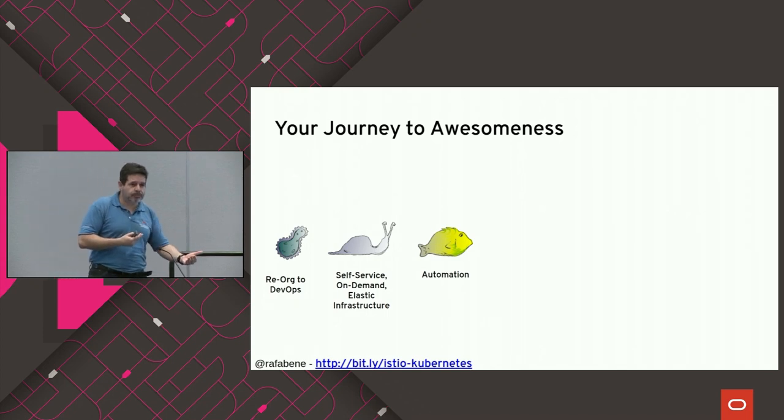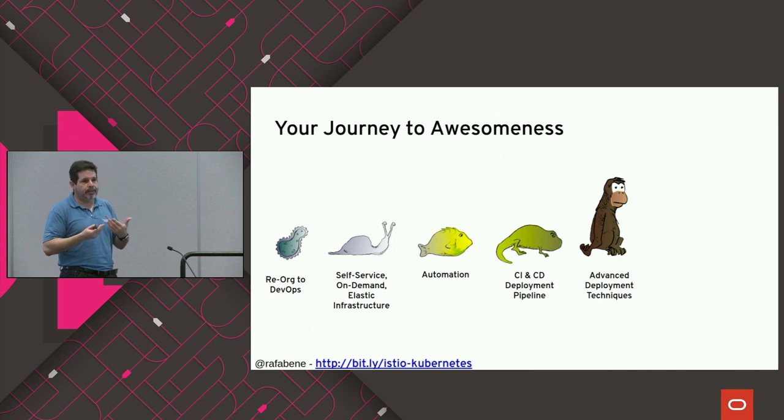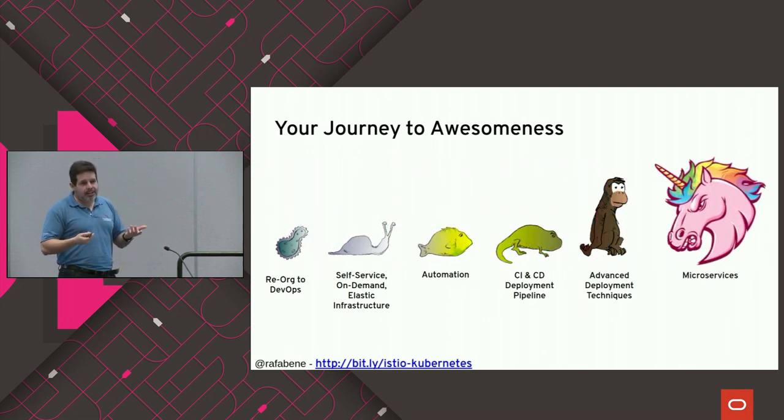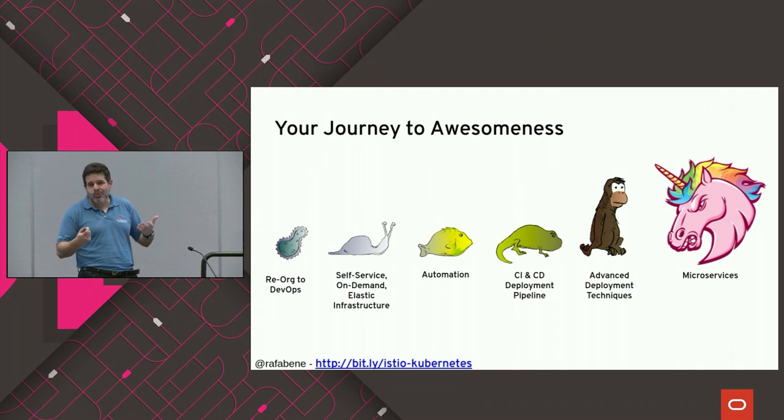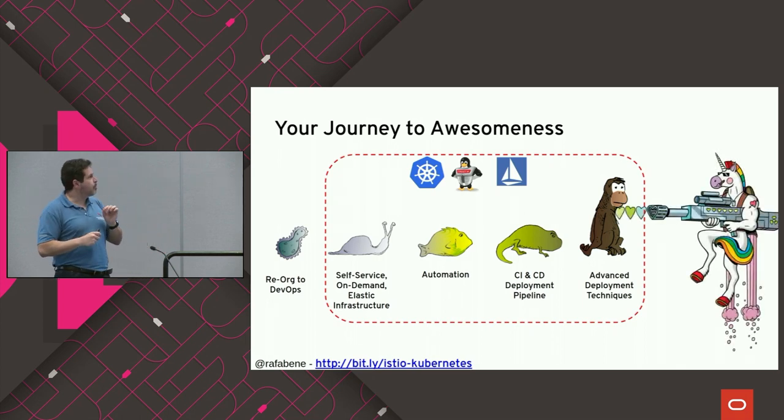The next step is automation. With automation, then we can have a CI/CD deployment pipeline. With a CI/CD deployment pipeline, with automation of builds, tests, environment provision, then we can start thinking about advanced deployment techniques like canary deployments, blue-green deployment, AB tests. Finally, we can have our first microservice, and who knows, we can become the next Silicon Valley unicorn. But if we think for a moment with Kubernetes, Oracle Linux, Istio, we can have a lot of unicorn power in our infrastructure. Let's see why.